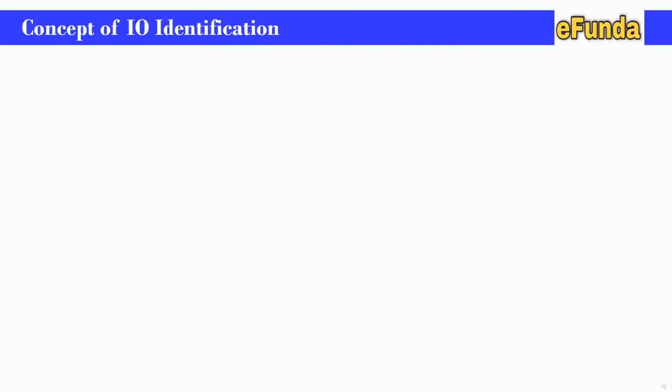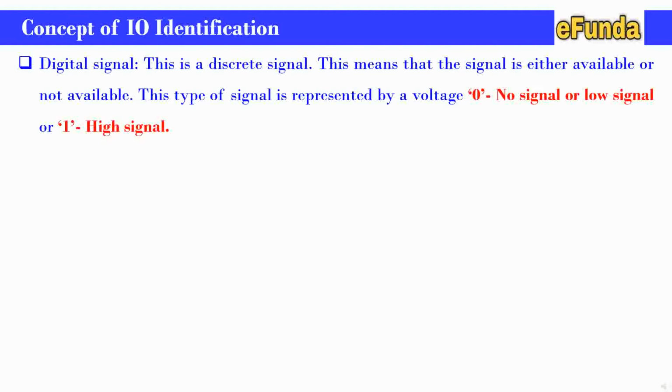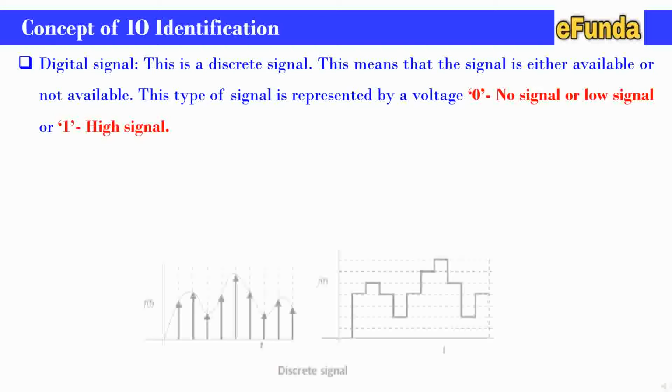Concept of IO identification, continuation to the digital signal. This is a discrete signal. This means that the signal is either available or not available. This type of signal is represented by a voltage level, that is a 0, no signal, or a low signal, or a 1, high signal. One can see below the discrete signal waveform.